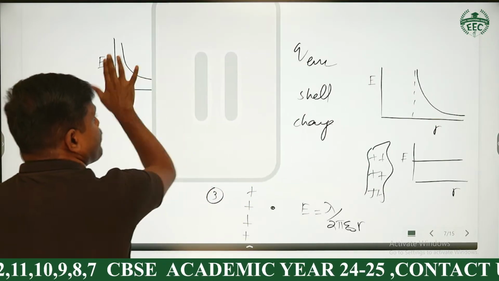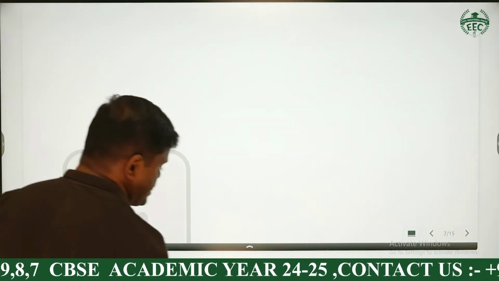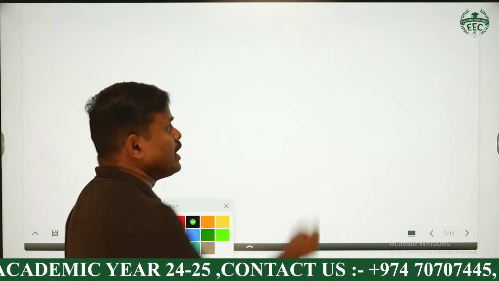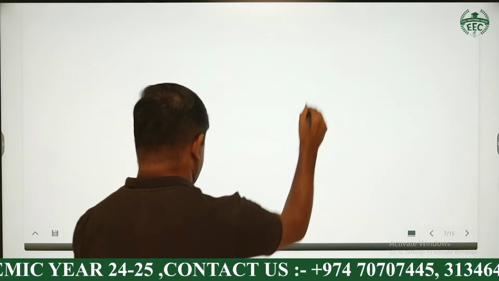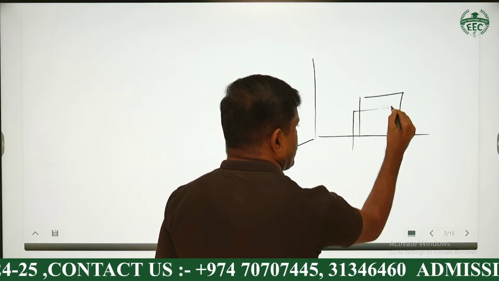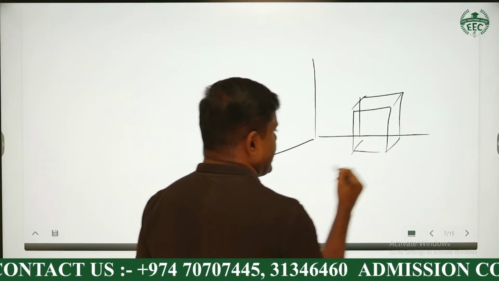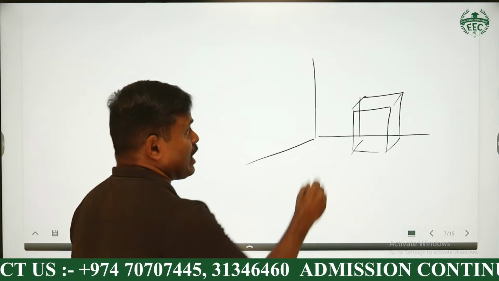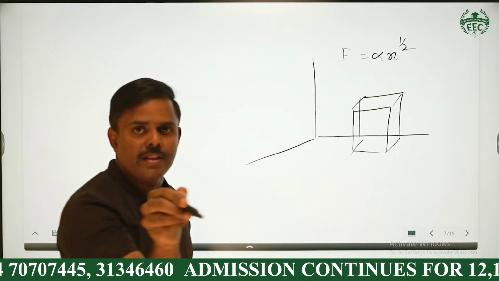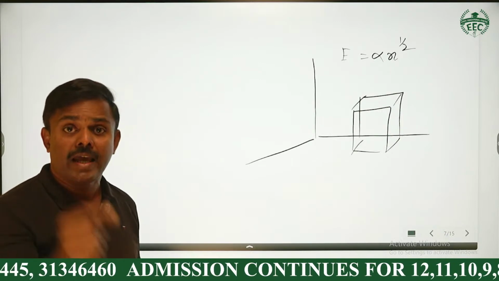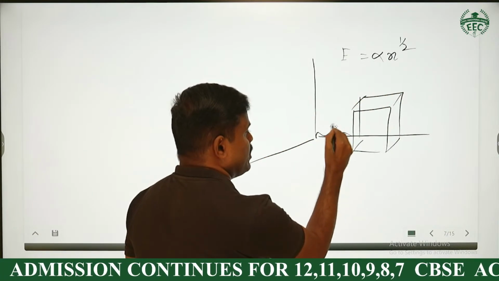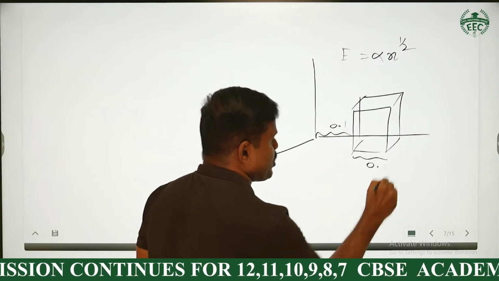I'll tell you the numerical from this. Important numerical from this. One question, obviously every time that question is asked. The reader question, in the reader they have given this. You have a cube kept in a coordinate system like this. And in the reader example question, they have given electric field as alpha x raised to half, where alpha is 800. X is this distance, x is 0.1. This distance is 0.1, this distance is 0.1.